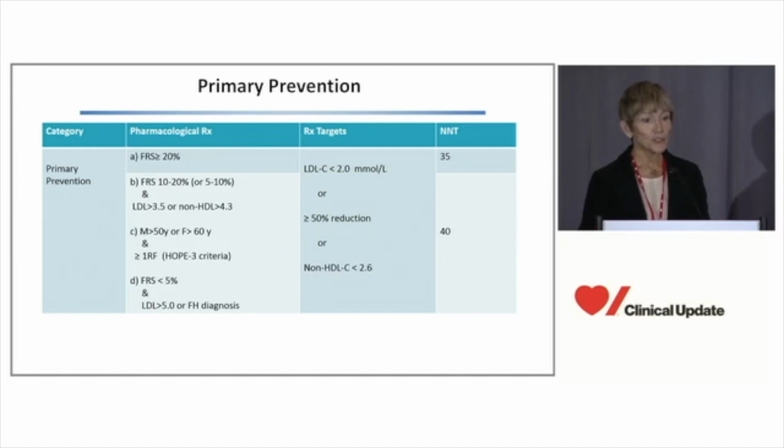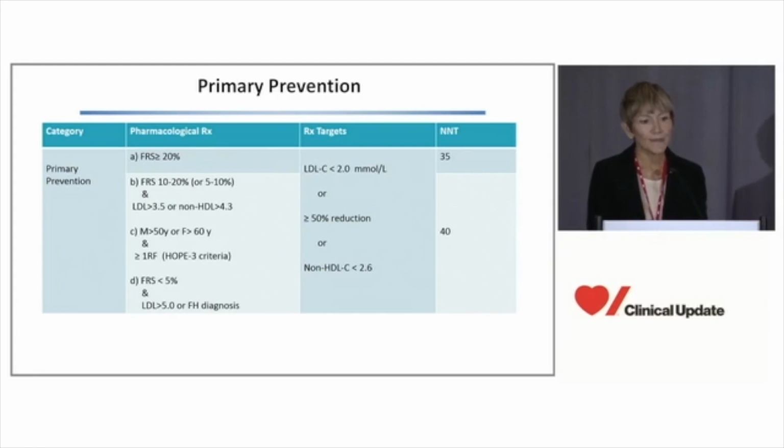And for those individuals, the guidelines say, well, treat them if LDL is above 3.5 or greater than 4.3, and I'm not sure if that's really correct. Also based on the HOPE-3 study, so that really important study that was driven out of McMaster, as many of these great studies are, men over 50 and women over the age of 60 who have at least one risk factor. So those were the inclusion criteria for HOPE, and they were treated with a moderate dose of a statin.